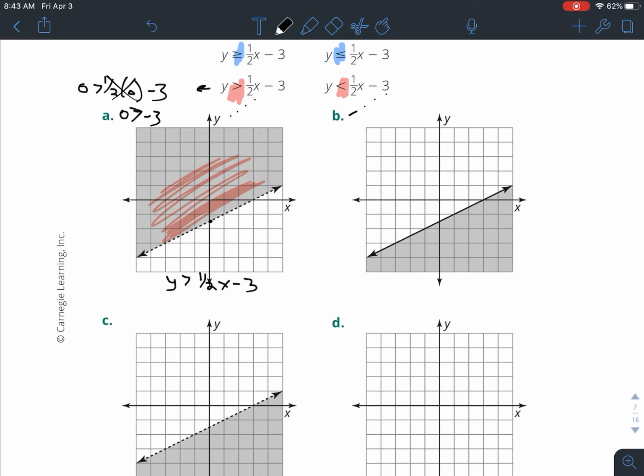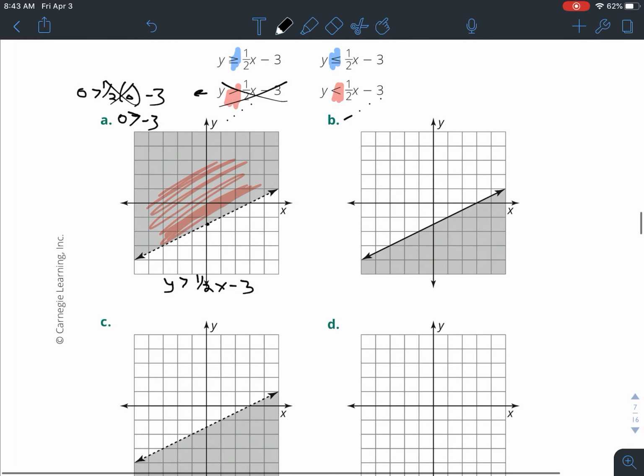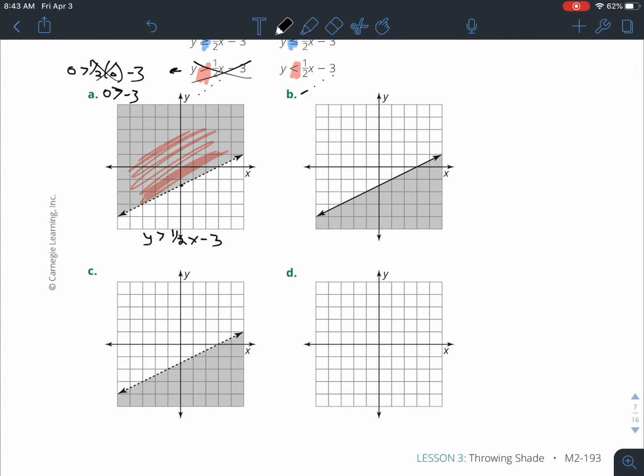Now, because there are 4 problems and there's 4 graphs, we have to double check to make sure, because this one, D, is blank right now. Okay? So let's look at the other dashed line, number C, and let's see if this is going to work. So we're going to do the same thing, 0.